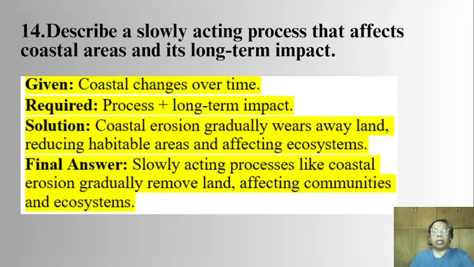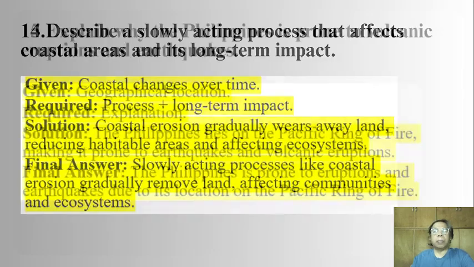So solution: coastal erosion gradually wears away land, reducing habitable areas and affecting ecosystems. Final answer: slowly acting processes like coastal erosion gradually remove land, affecting communities and ecosystems.